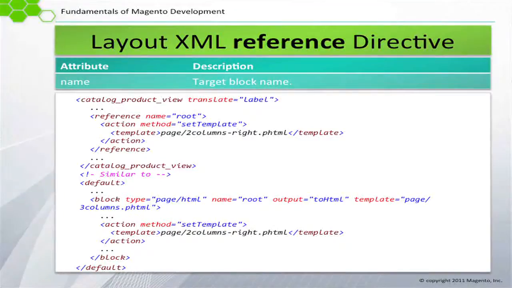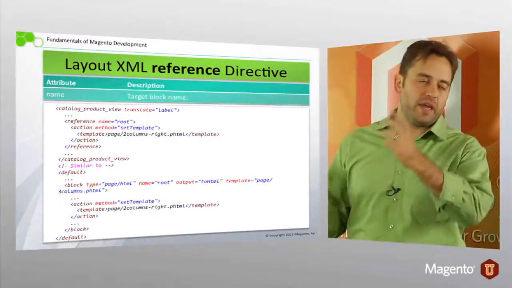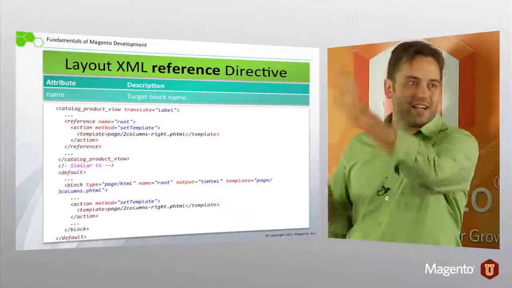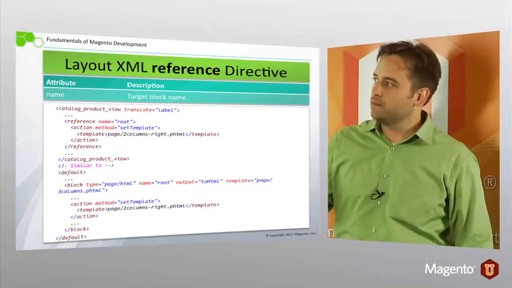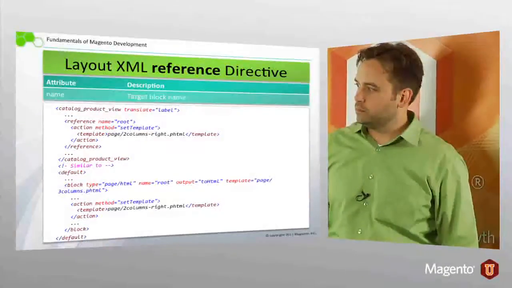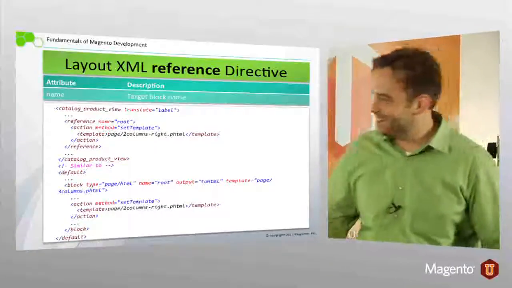All right, the reference name, the reference directive, we used that a little bit earlier. Reference name equals root. So basically we would have the exact same effect as if we had taken this instruction right here and gone and opened up page.xml where the root block is actually declared and added this in there. That's all that reference does. Oh, that's what the slide says too. The slide agrees with me.